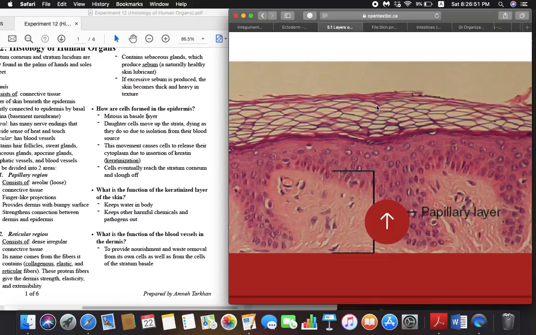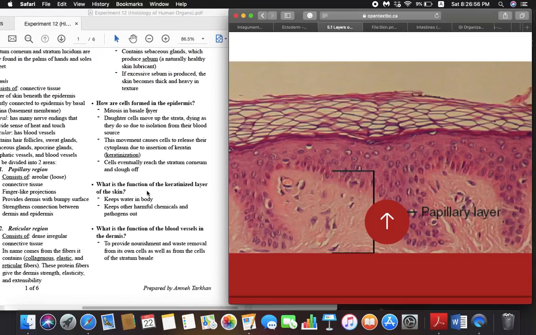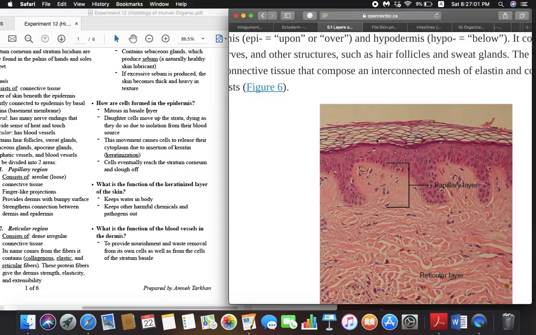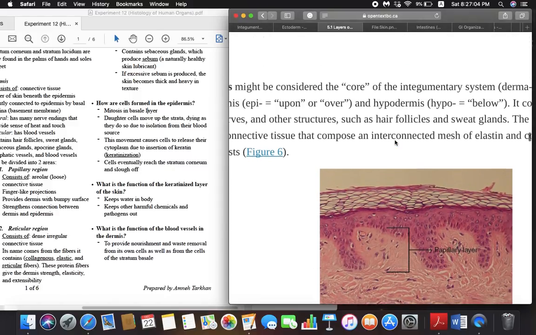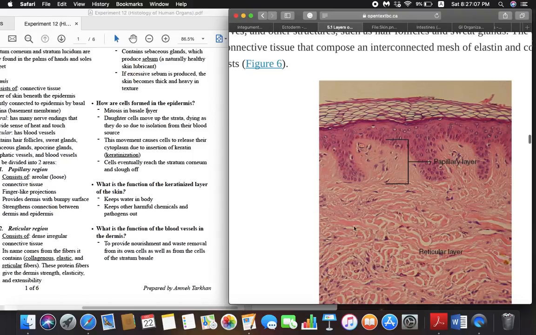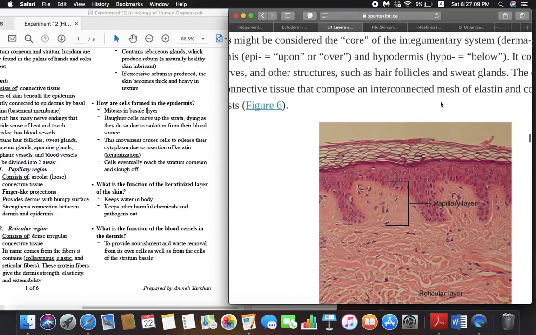When the cells eventually reach the stratum corneum, they slough off, meaning they are rubbed or they fall off. Now, what is the function of the keratinized layer of the skin? What is the function of this layer right here, the keratinized layer? It keeps water inside the body. It prevents it from escaping, and it keeps harmful chemicals and pathogens out. So it doesn't allow harmful chemicals and pathogens to enter, and it doesn't allow water to leave. So that's the function of the keratinized layer. As we mentioned before, pathogens are microorganisms that have potential to cause disease in humans.